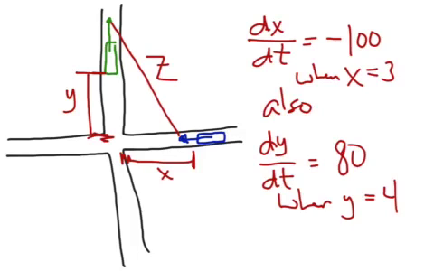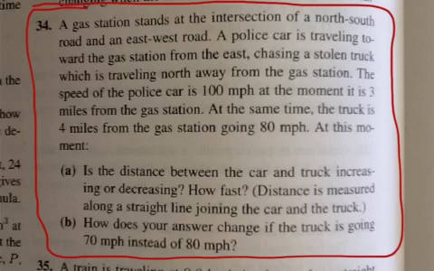All right, so what are we trying to find? We are trying to find the rate of change of the distance between the two cars, and whether or not that's a positive or negative value to determine whether or not the distance between them is increasing or decreasing. So in other words, we're trying to find dz/dt at this moment. Let me double check that.